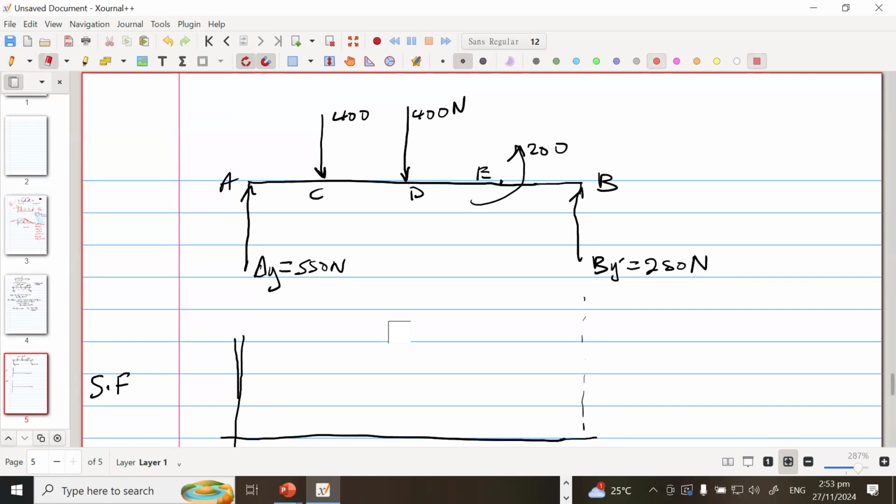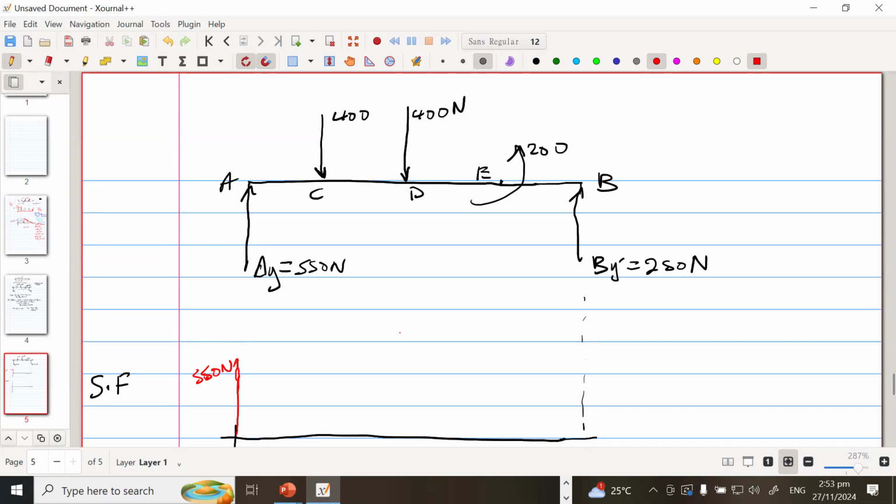Maybe I need to clear this away when I'm drawing so you can see it, just for clarity. So I'll clear that away. So you're coming up, and you're going to come up 550 newtons. So 550 newtons, you come up there. After you come up there, you're going to go over to the next one.